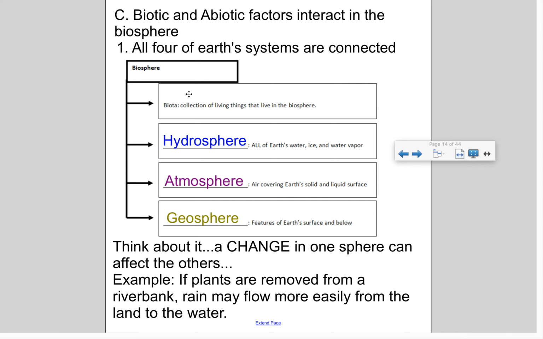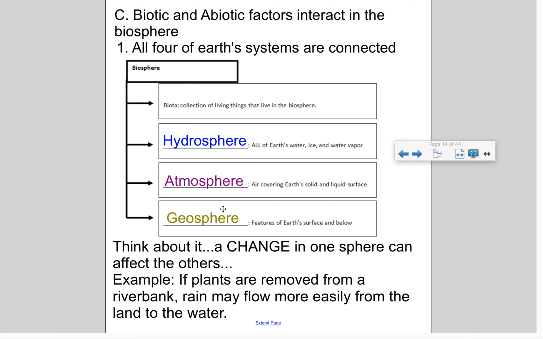Biotic and abiotic factors do interact in the biosphere, okay? And now I'm going to transition into the global systems here. So Earth is made up of 4 big systems, or 4 spheres, if you will. The biosphere, which is considered biota, a collection of living things that live in the biosphere. The hydrosphere is all of Earth's water, ice, and water vapor. The atmosphere is the air that covers Earth's solid and liquid surface. And then you have your geosphere, which features Earth's surface and below.